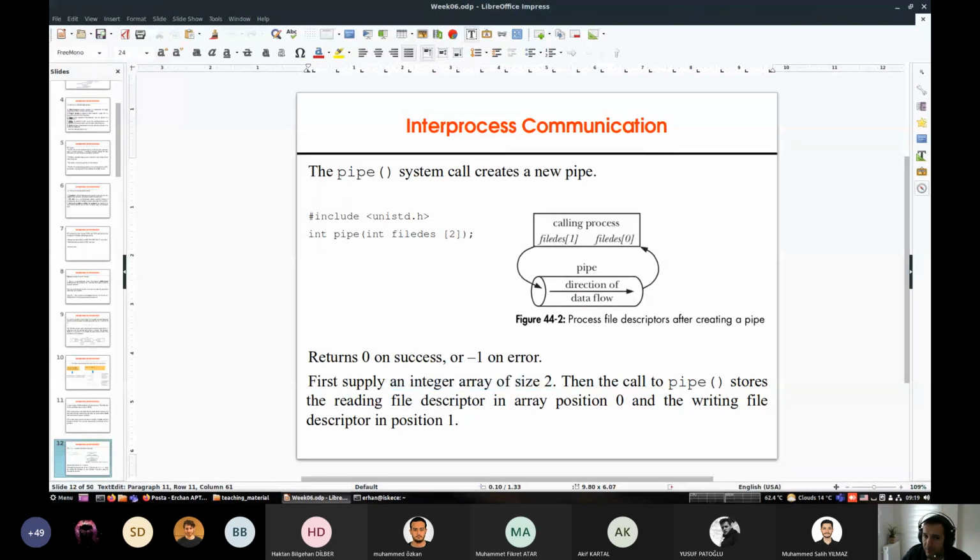Now, you supply it an integer array of size 2. Then you call pipe, and what pipe will do is, it will store the reading file descriptor in array position 0 and the writing file descriptor in position 1. So basically it creates a pipe, and it tells you position 0 of this array is the file descriptor that you can use in order to read, and the writing file descriptor is in position 1. Sıfırdakiyle okuyabilirsin, birdekiyle yazabilirsin. Al sana boru. That's what it does. Any questions?